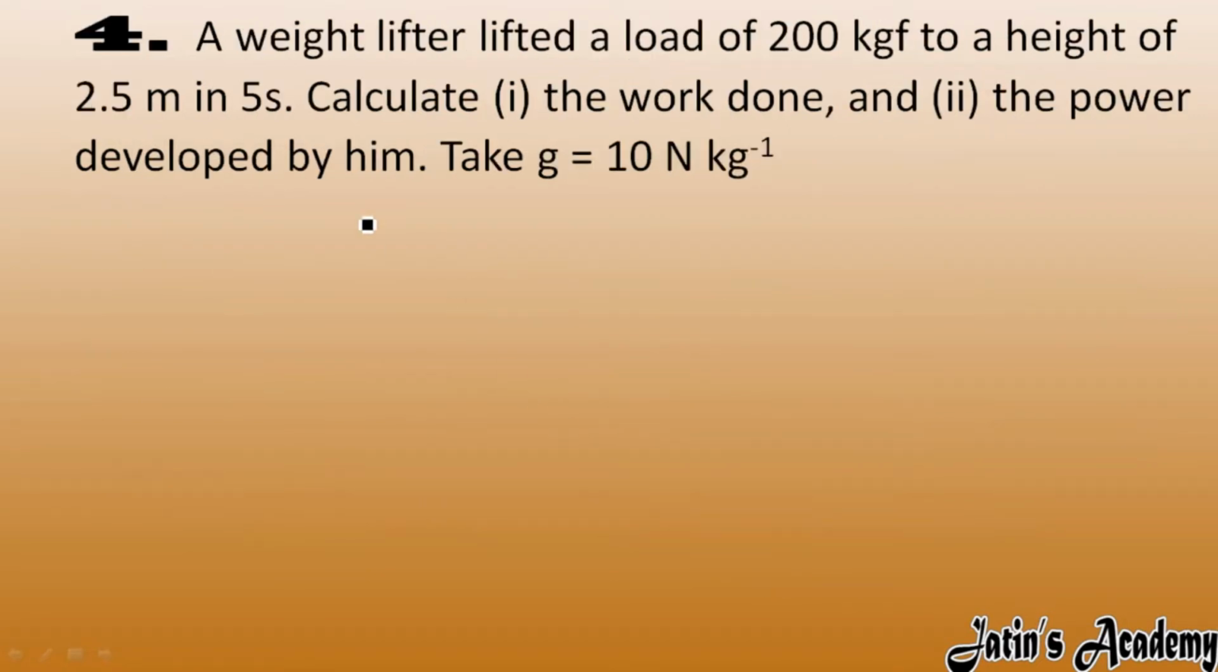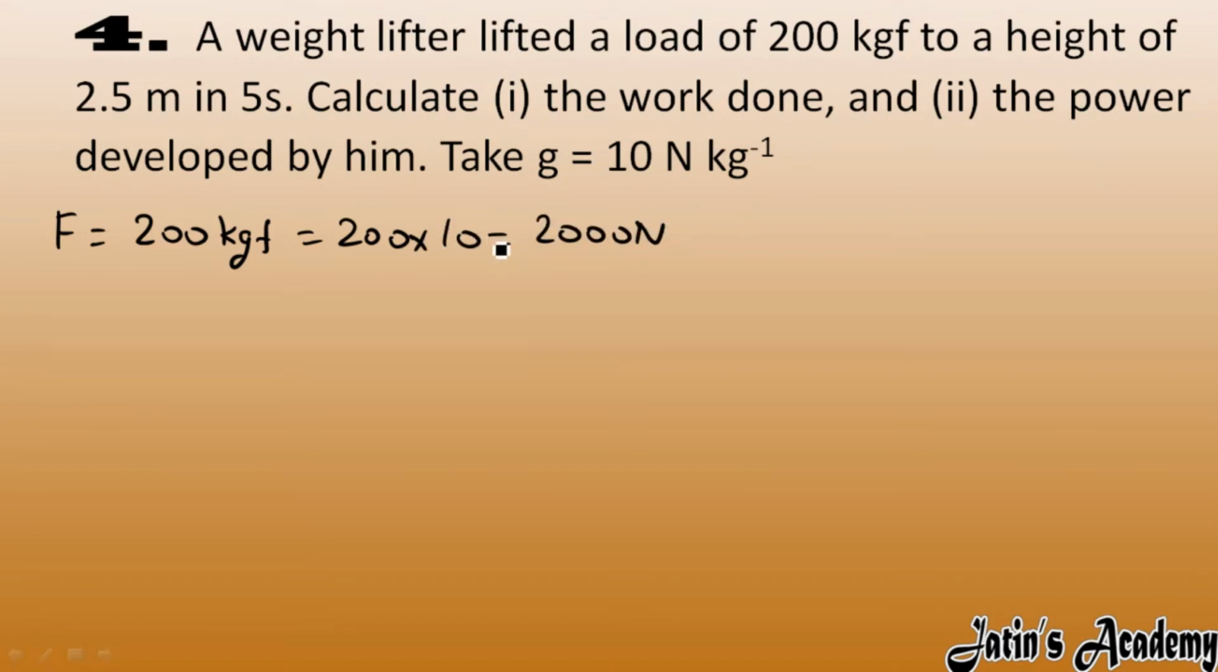Next question we have: a weightlifter lifts a load of 200 kgf to a height of 2.5 meter in 5 seconds. Calculate the work done and the power developed by him. Take g value as 10 Newton per kg. So here they have given load. Load means force is given, 200 kgf. How to convert kgf into Newton? Just by multiplying it with g. g value is 10. So 2000 Newton we got as the force. Now height is given as 2.5 meter and time is given as 5 seconds.